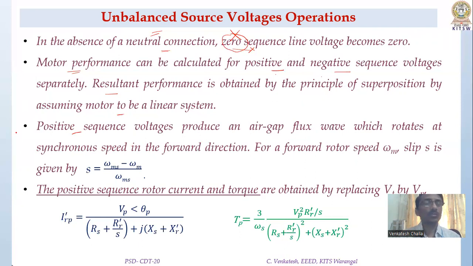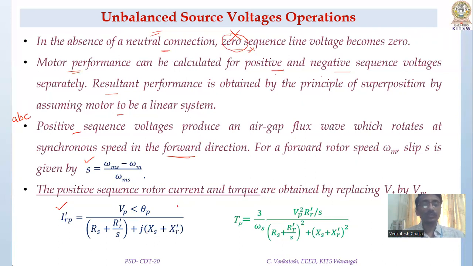For positive sequence components, as the phase sequence is ABC, similar to that of the fundamental component, the slip S is given by omega ms minus omega m divided by omega ms. So the rotor rotates in the forward direction. For this, the current is given by the phase voltage divided by the total impedance, neglecting Xm, the mutual reactance. So Ir' positive is equal to Vp at an angle theta p divided by Rs plus Rr' by S plus j into Xs plus Xr'.